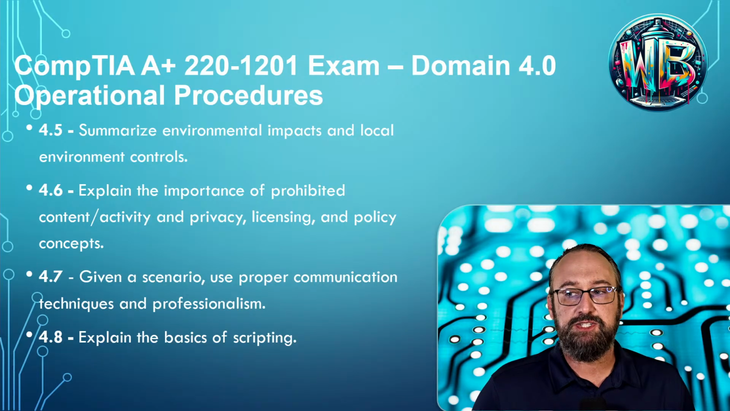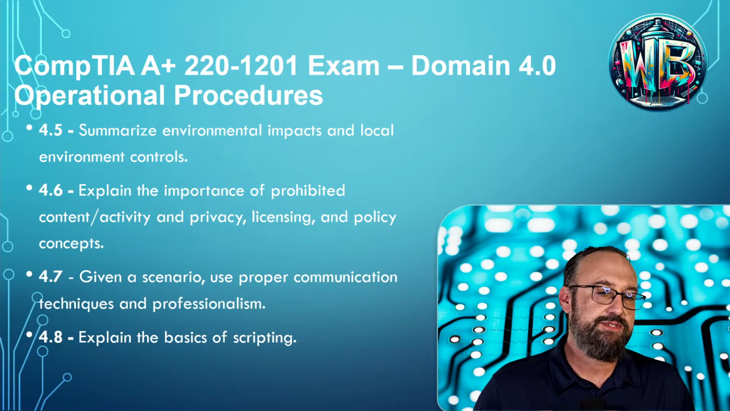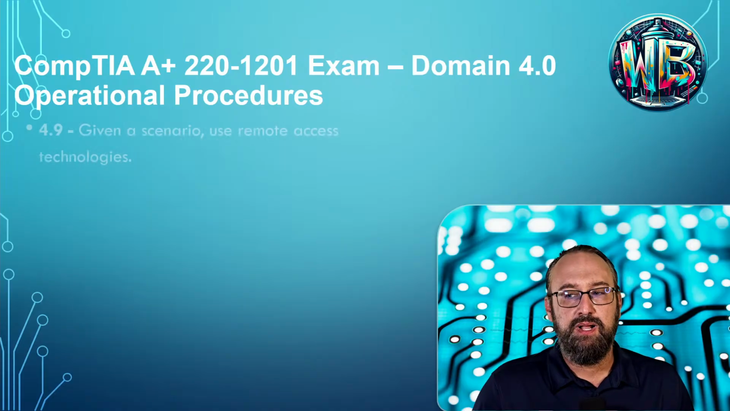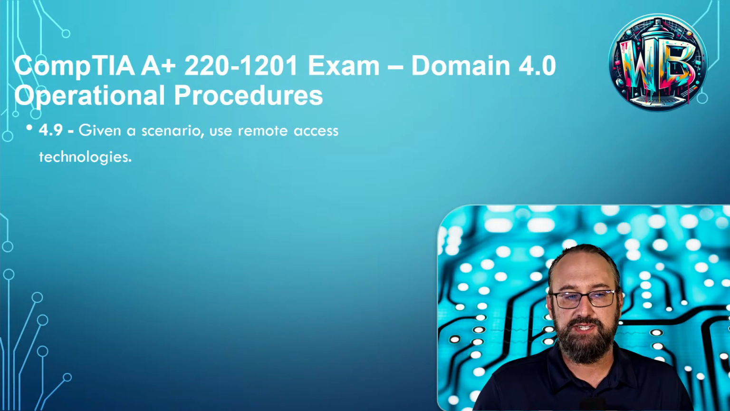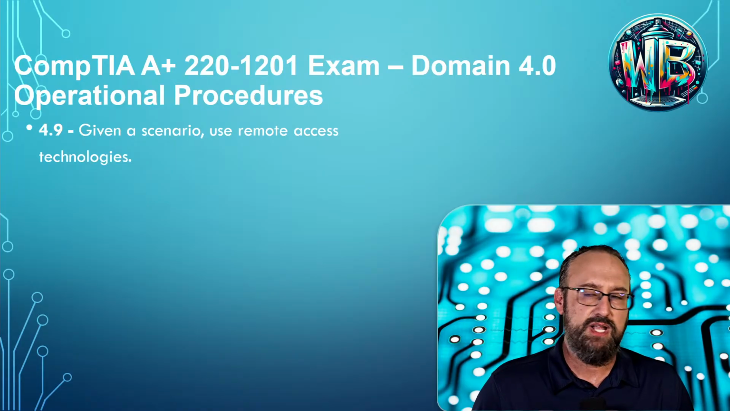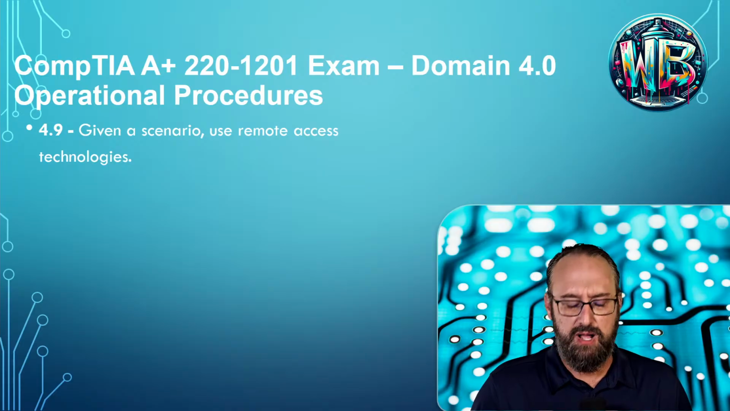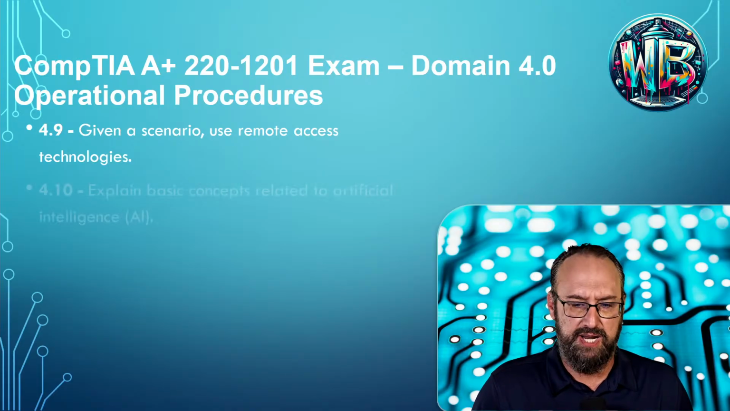Next up, we have explain basics of scripting. We have to look a little bit at some of the different scripting file types, and we have to know some of the use cases for scripting as well. Then we move into 4.9, and when we look at 4.9, this is where we get given a scenario, use remote access technologies. You'll have to be able to identify some methods and some tools and some of the different security considerations for each method, such as using RDP, Remote Desktop Protocol, Virtual Private Networks, Secure Shell, and a couple of other third-party tools in there that you should be aware of likewise.